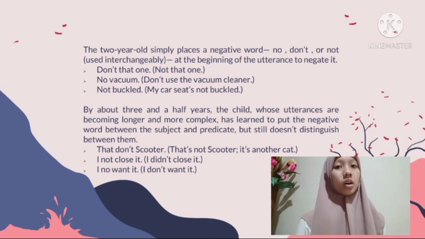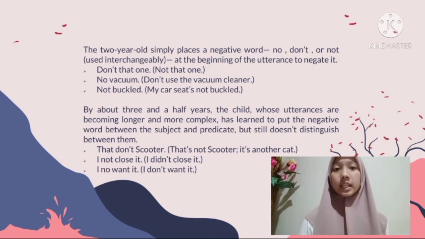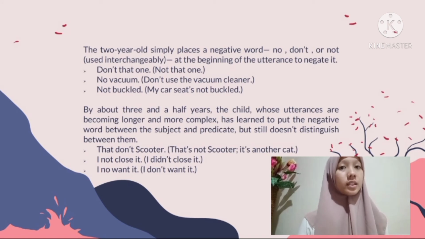The 2-year-old simply places a negative word, no, don't, or not, used interchangeably, at the beginning of the utterance to negate it. Don't that one, for not that one. No vacuum, for don't use the vacuum cleaner. Not buckled to my car seat, for my car seat's not buckled.